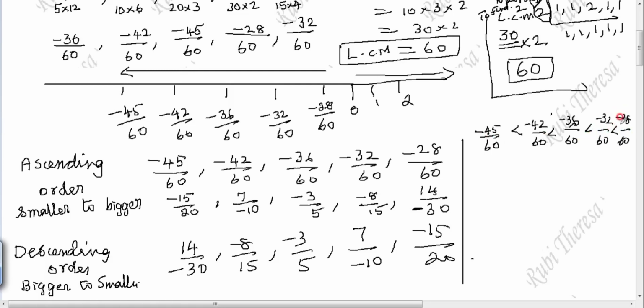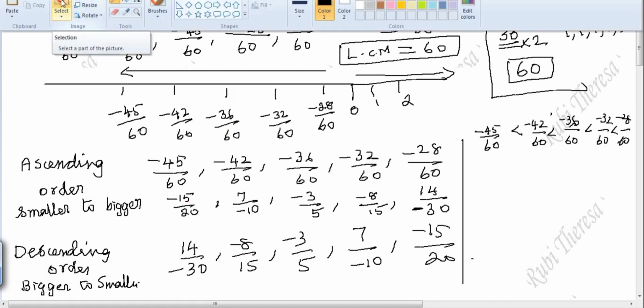And also you can say that minus 28 by 60 is greater than minus 32 by 60, minus 32 by 60 is greater than minus 36 by 60, minus 42 by 60 is greater than minus 45 by 60. Do you follow how you have to say this? You should know, but for a scoring problem, to write the answer, this is the easy way. So which one is the answer part? This is the answer part.